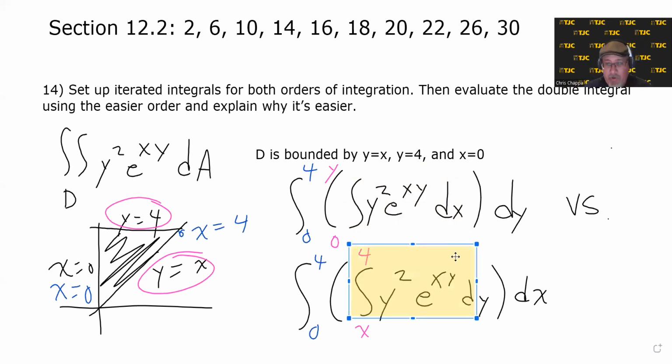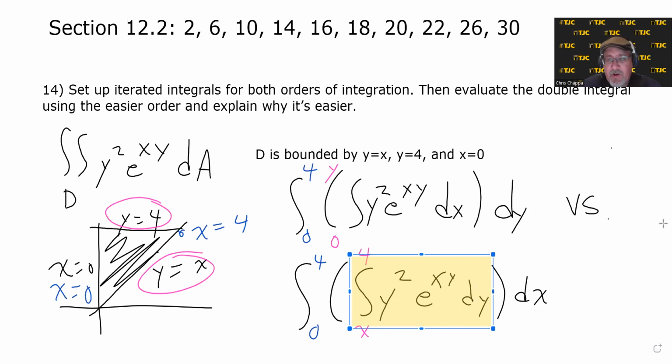Now, if we were to do the other one first, the dy, then the integrand is a product of functions of y. It's y squared times e to xy, which means we would have to integrate that product most likely using integration by parts.